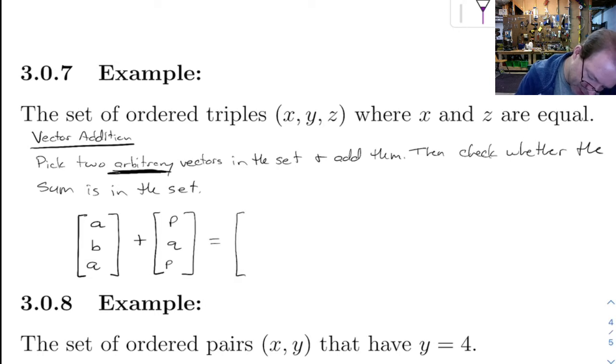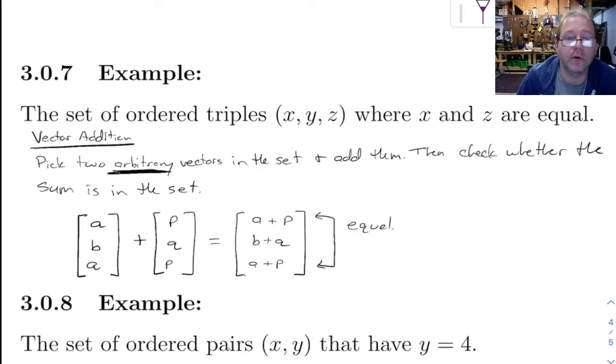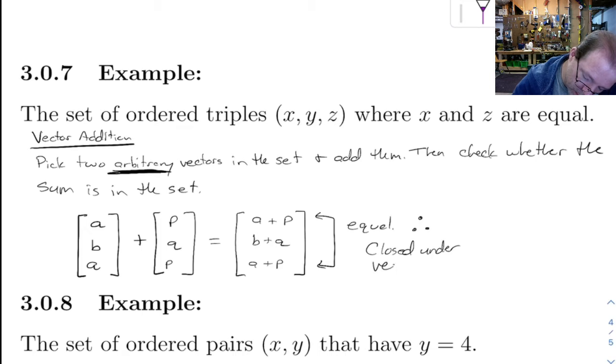Now, when we add these together, up top we get A plus P. Here we get B plus Q. Down here we get A plus P. So when we do that, these two are equal, and that's what we were looking for. The X and the Z component had to be equal to each other. They're equal. Therefore, this is closed under vector addition. All right, so we're halfway there.